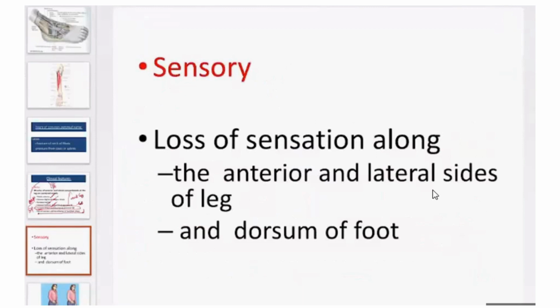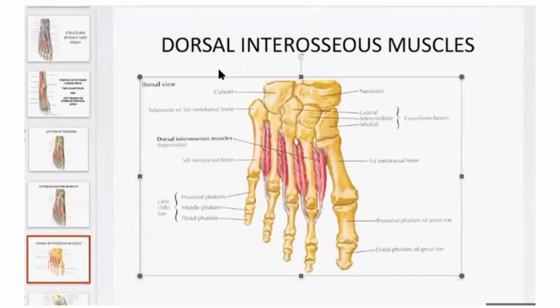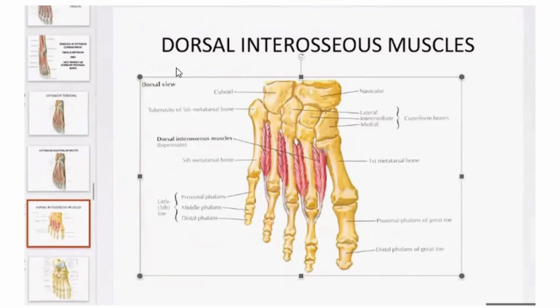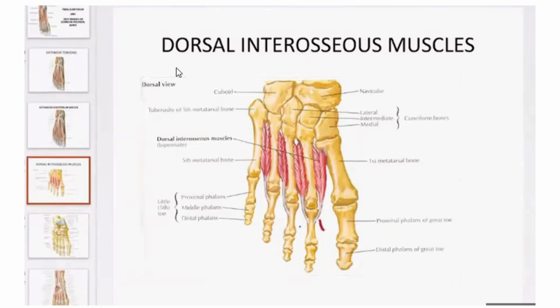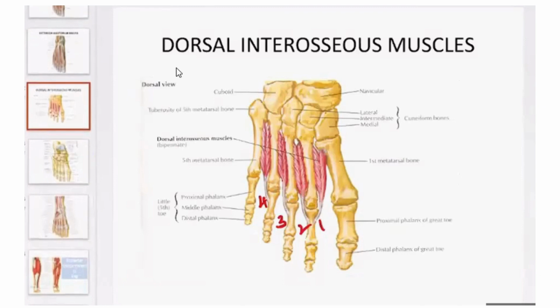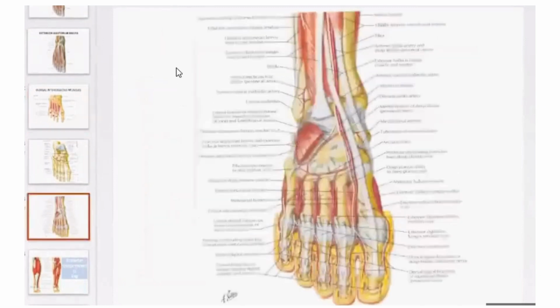What is the nerve lying over the dorsum of the foot? Totally how many? 7. Yesterday we discussed, right? Here you see the dorsal interossei. How many dorsal interossei are there? 1, 2, 3, 4. Am I right? There are 4 interossei which are all bipennate, supplied by the posterior, sorry, the tibial nerve.